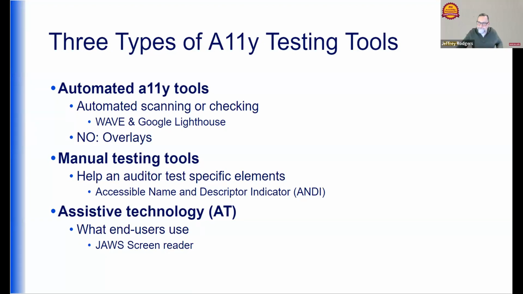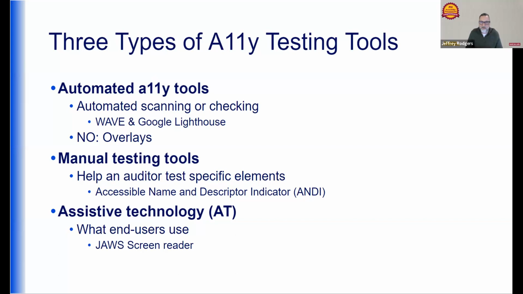Quick drink. I know I'm talking fast, so hopefully everyone can keep up, but there's lots of information and I want to make sure we cover some of it and have time for questions. So there's 3 different kinds of testing tools I'm going to talk about and show. Just really quickly, the 3 different types are basically automated tools, manual testing tools, and assistive technology. The automated tools are ones that will automatically go through and scan and check and provide some feedback for you, such as Wave and Google Lighthouse, which are good.